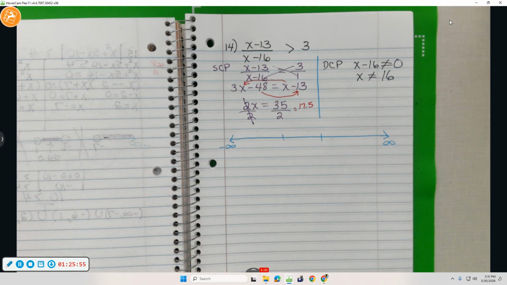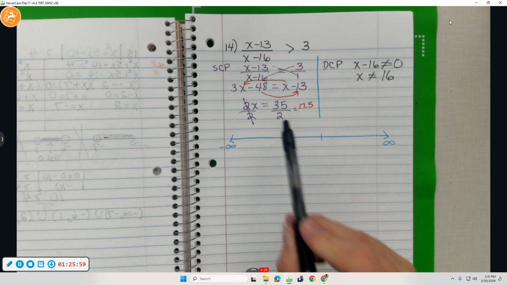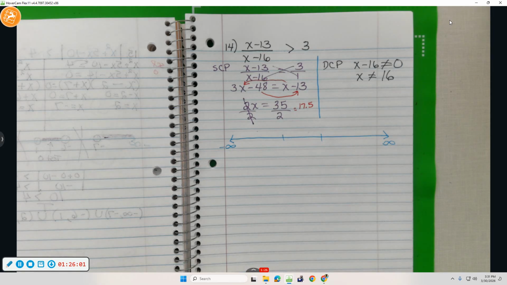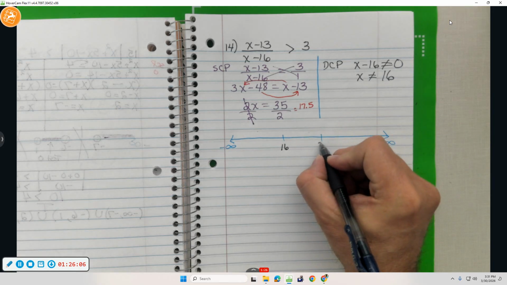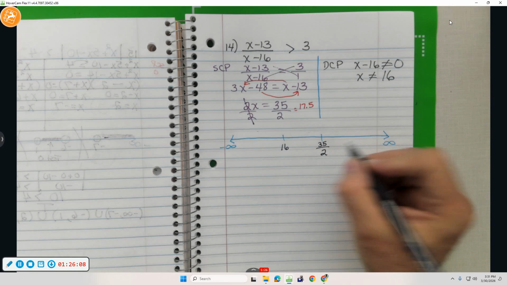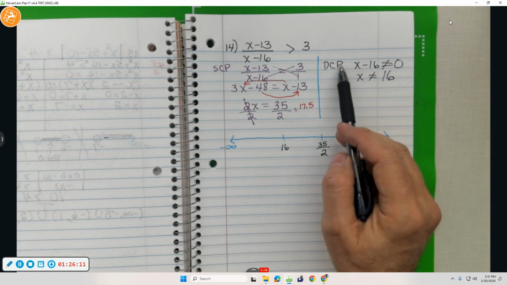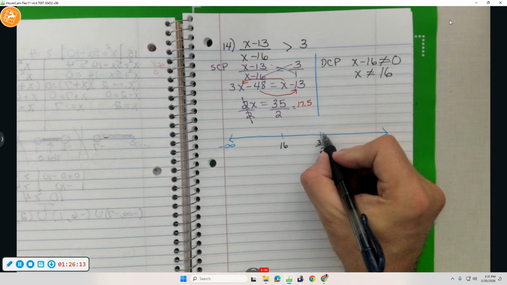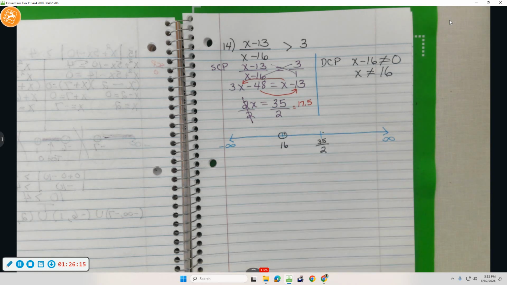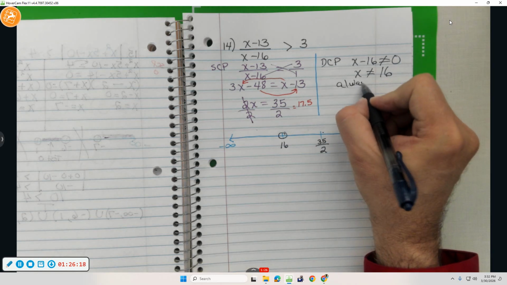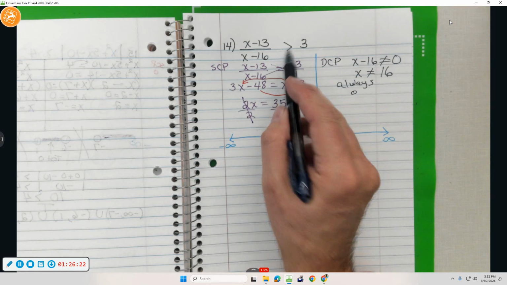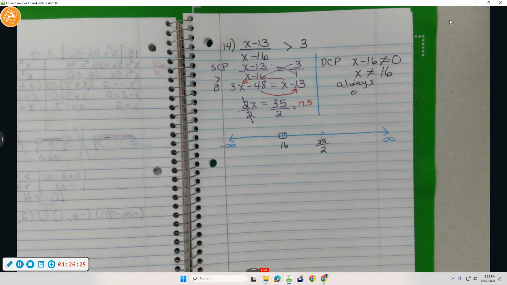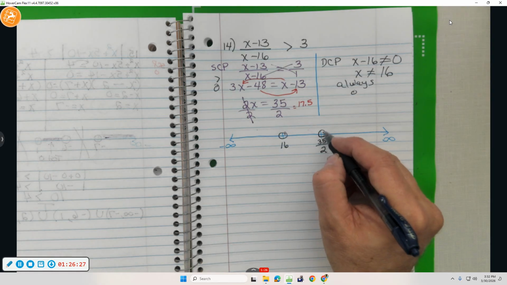Okay, so wait, which number goes closer to negative infinity? Which cut point, the 35 over 2 or 16? 16. Hey, I didn't ask y'all about the circles, open or closed? Open. Denominator's always open. I'm going to say always open. You don't have to look at anything. For solution, you look at the symbol and it's open because there's not an equal sign.